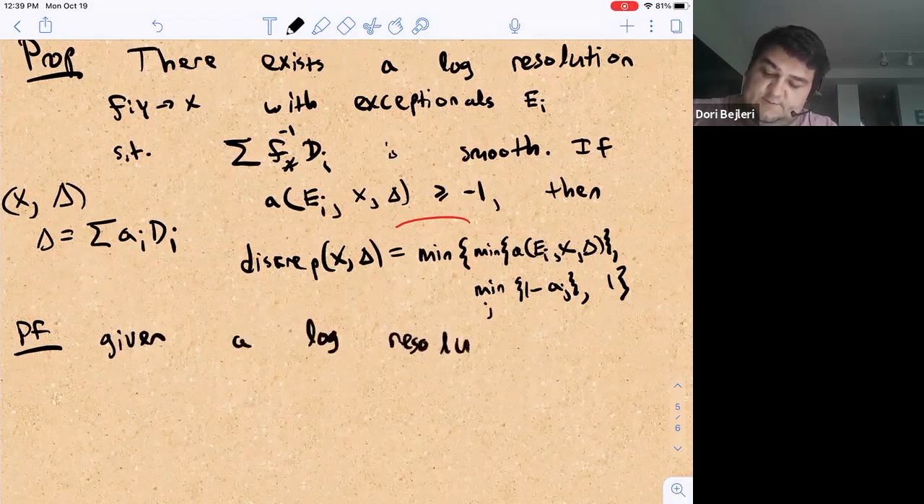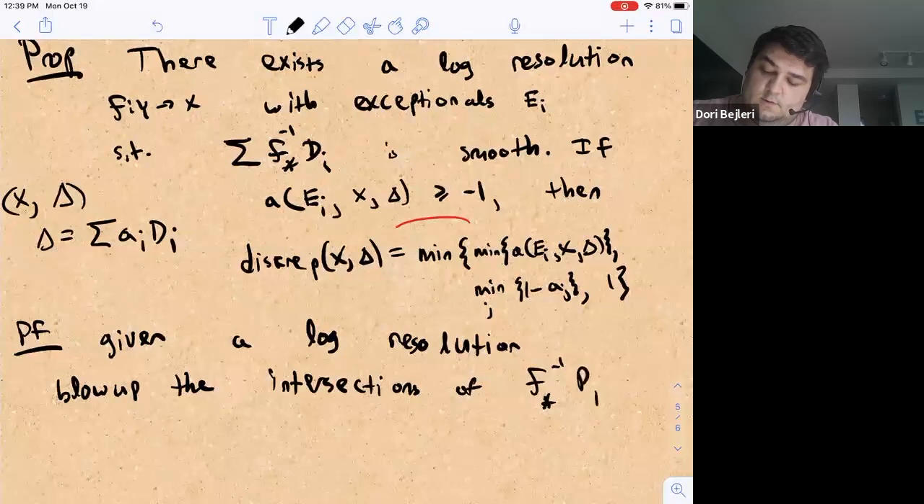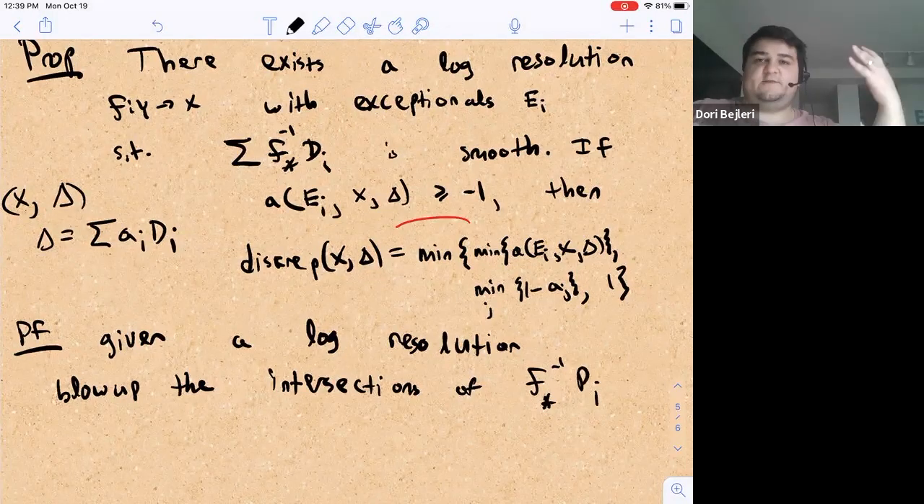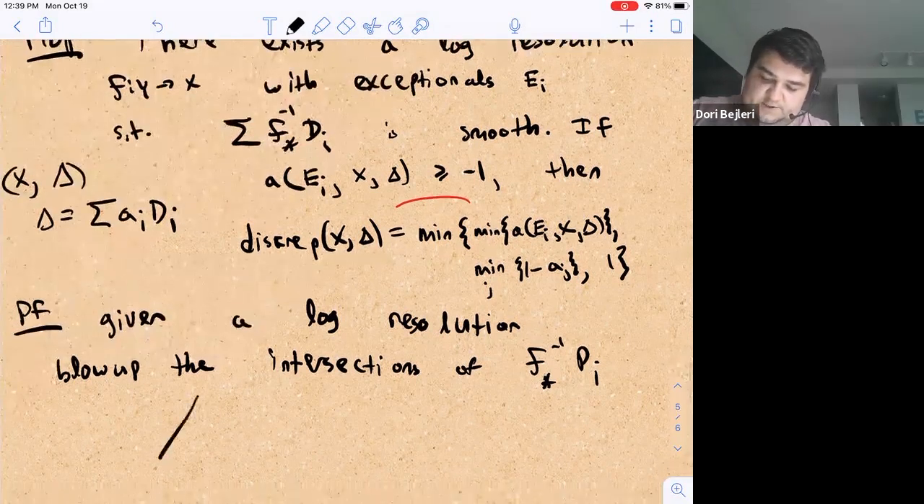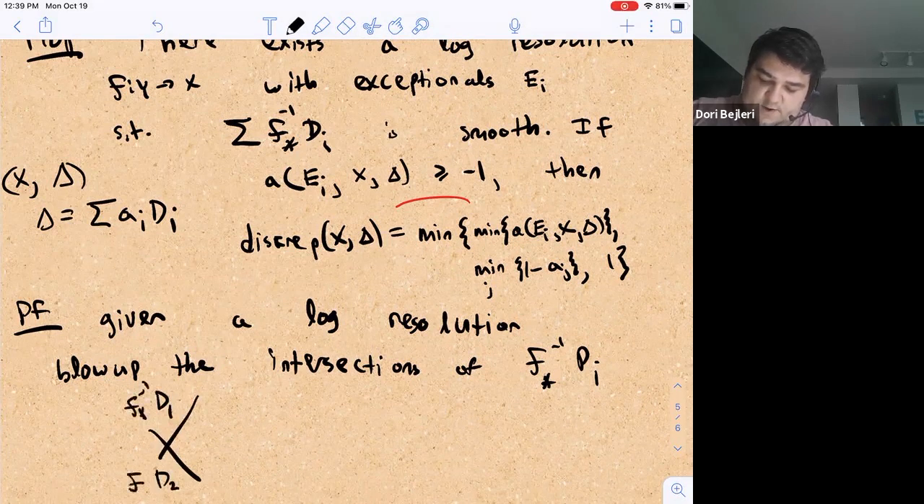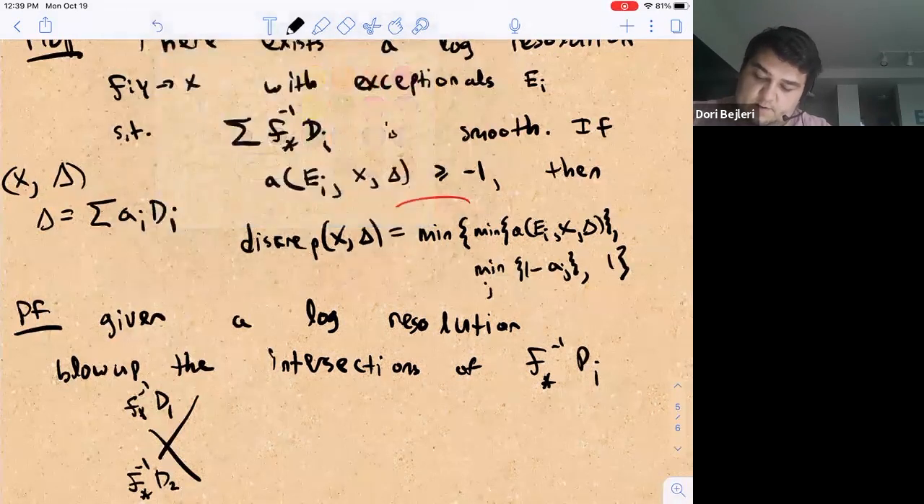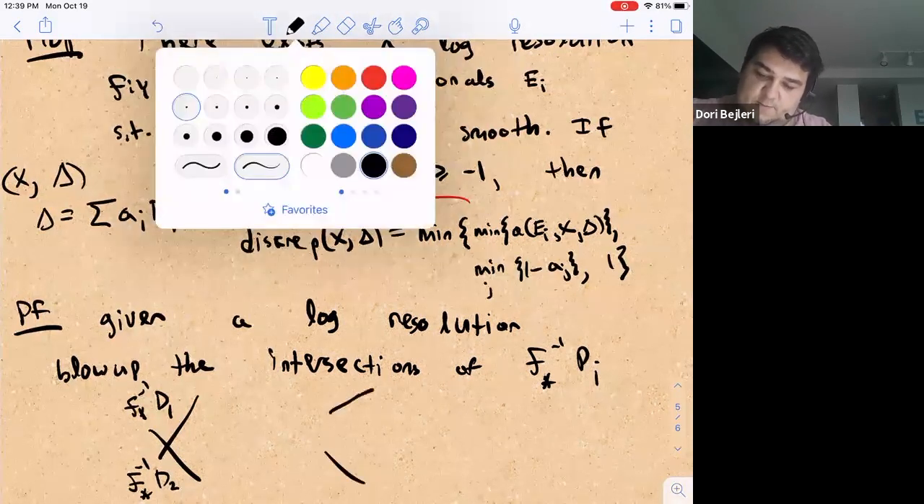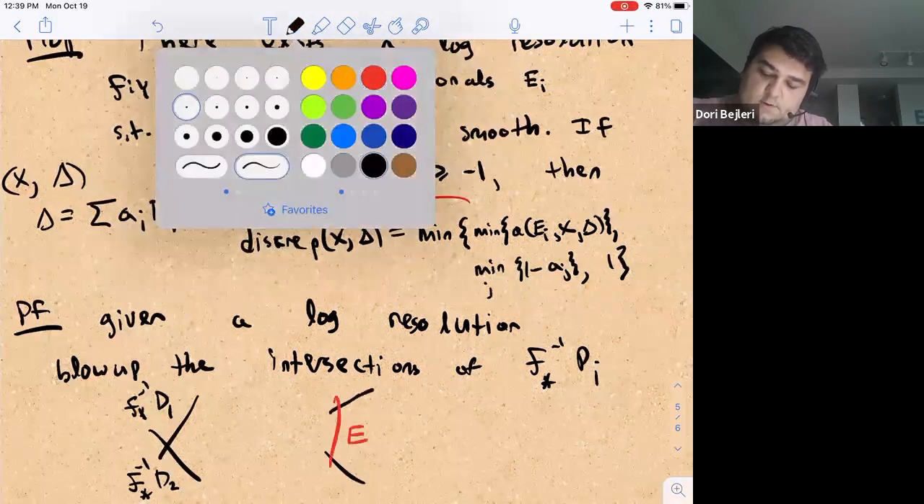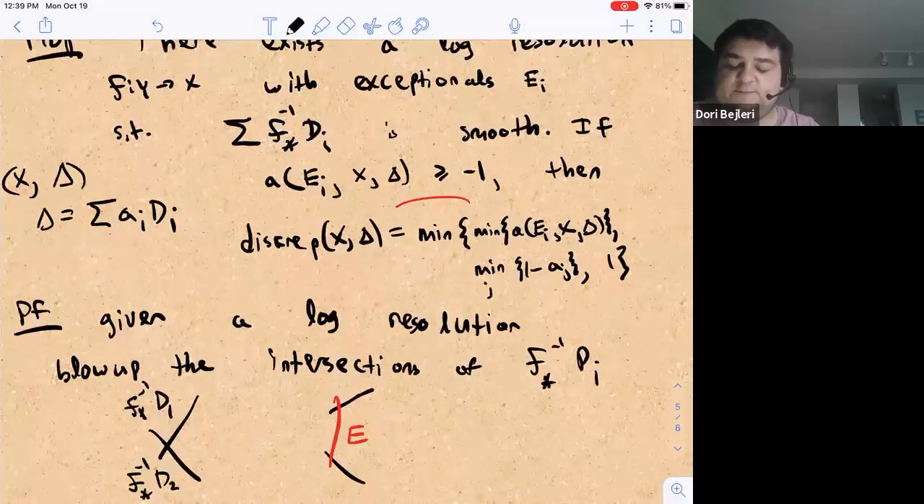So given a log resolution that exists by Hironaka, then just blow up the intersections of these strict transforms to kind of separate them so that they don't intersect, and so they're each smooth. So maybe the picture is maybe I blew up so that I have D1 and D2 over here. So now they're all smooth and normal crossings, but they're intersecting, so the whole thing isn't smooth. So now I just blow up again to separate them, so all my strict transforms are actually just smooth. So I might have more exceptionals than I need, and that's the point.